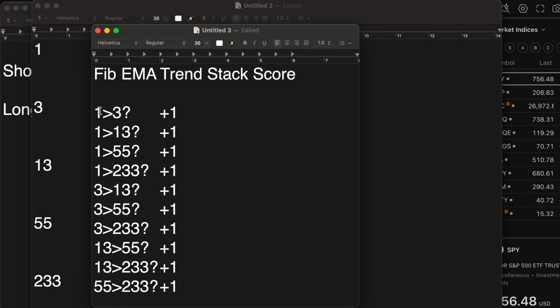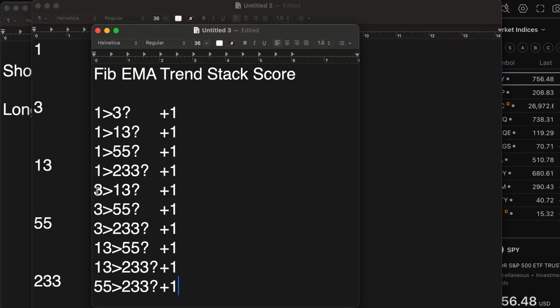basically I'll go through and I'll ask, is the 1 above the 3? If so, then plus 1. Is the 1 above the 13? If yes, then plus 1. Is the 1 above the 55? Then plus 1. And so on till we get to the 1 is above the 233.